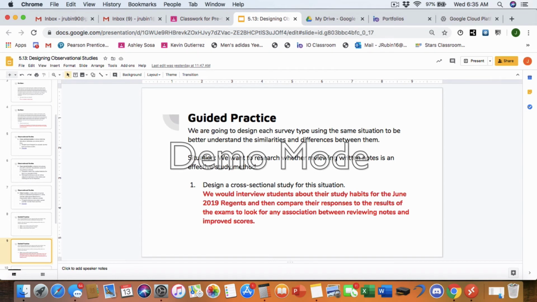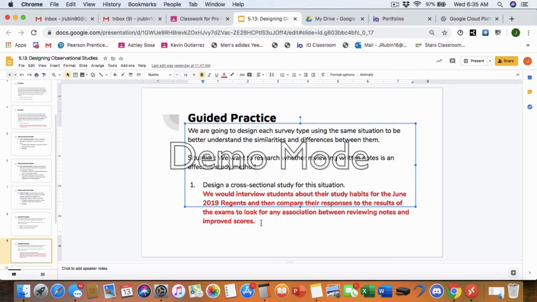Alright, so what would a cross-sectional study look like? A cross-sectional study would be: we interview students about their study habits for the June 2019 Regents and then compare their responses to their exams to look for any association between reviewing notes and improved scores. Basically, we find out who studied how. We look at one specific time frame, the 2019 Regents, and see if there's an association between studying written notes and doing better on your exams.